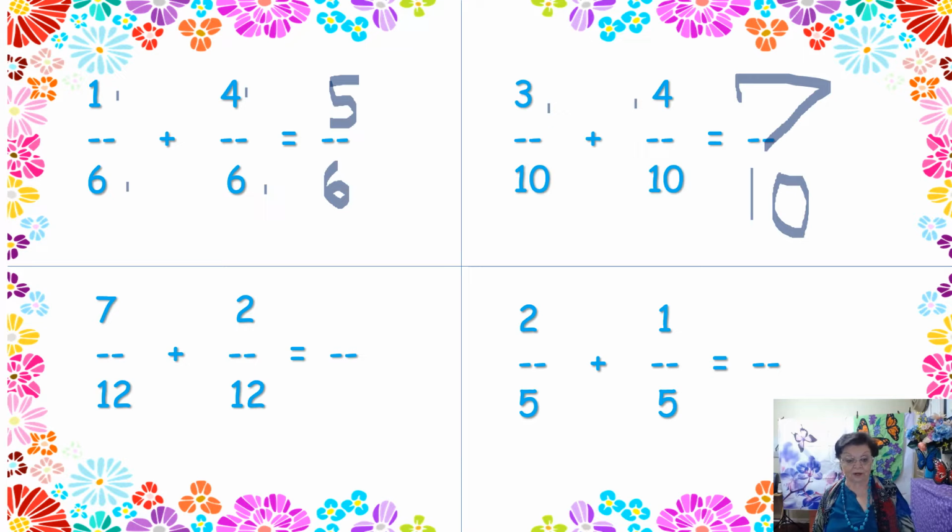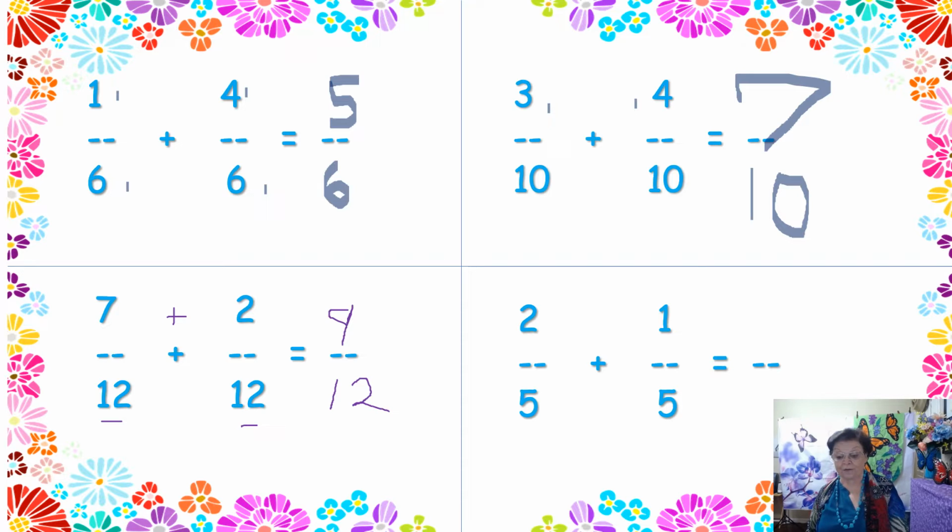Let's look at some more. Here's a 12 and here's a 12. So what's our denominator going to be? That's right, it's going to be 12. And then we're just going to add the two numerators. What's our numerator going to be? 7 plus 2 is 9. So our numerator is going to be 9. 7/12 plus 2/12 is 9/12.